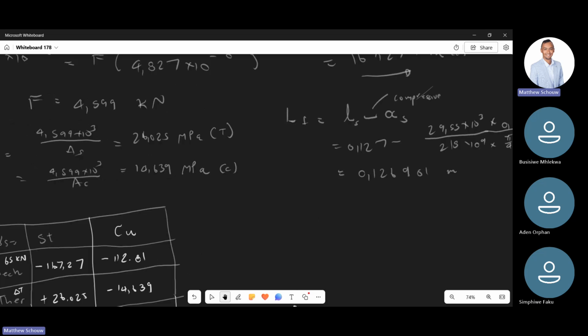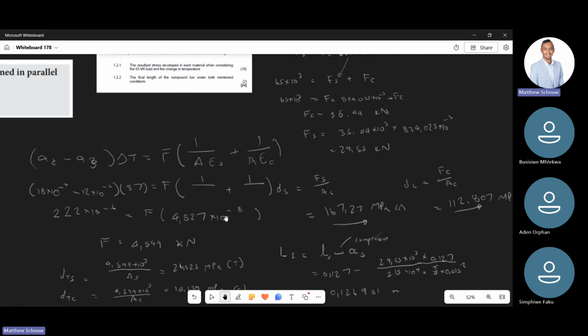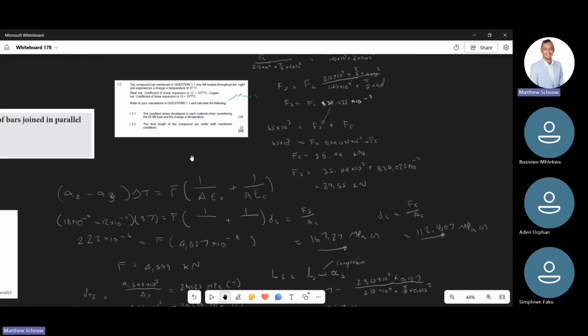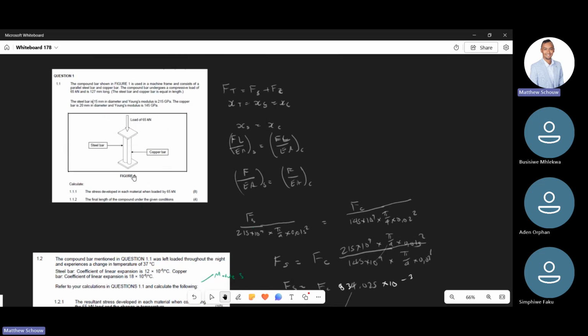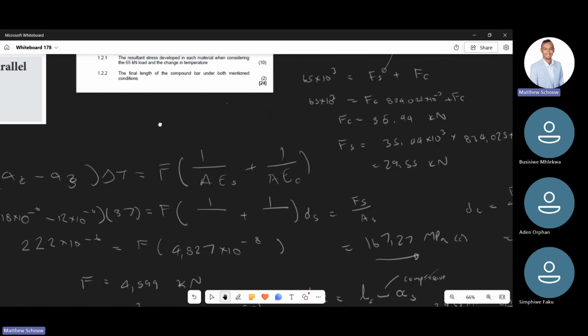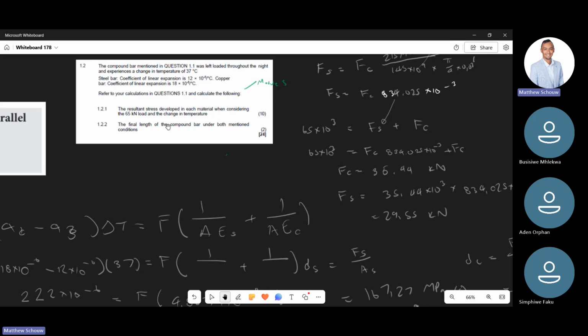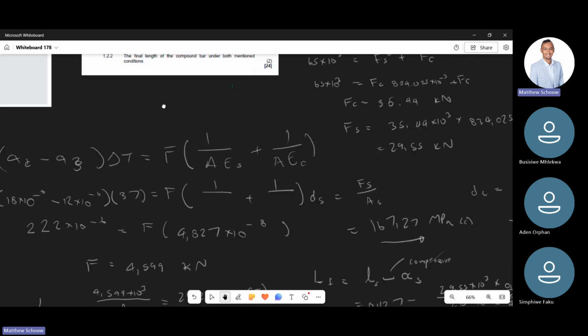So again, I want to be clear in what I mean by this. It's a lot of work. The first part, sometimes the questions don't specify. They might ask you to do the temperature first, and then you must do the loading condition next, but the principles are the same. So just be aware, two different types of thinking is coming. The last part is the final length of the compound bar under the mentioned conditions.